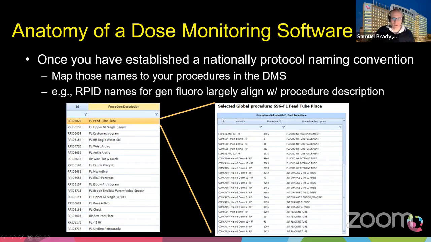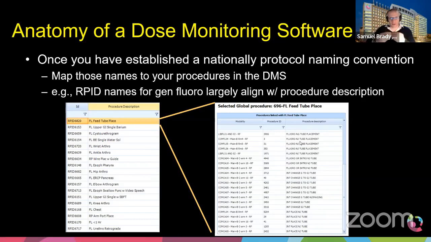In fluoroscopy. And so I do have to use a little bit of common sense as I go through and map this, and I will go in, I'll select all the procedures that are similar to this feeding tube placement. And once I click on them and map them to this RPID value, from now on, whenever a study such as an NJ tube placement is performed, that dose data is sent to my DMS software.